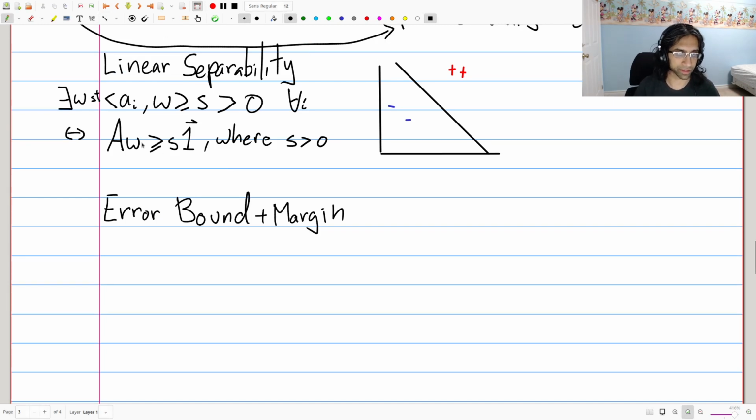So what we're going to say is the following. Suppose that, remember, all we're given is some A. Suppose that there exists some W and S greater than 0, such that we have that AW is greater than or equal to S times 1.